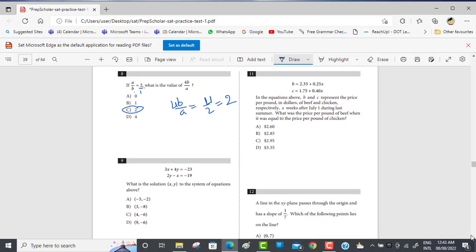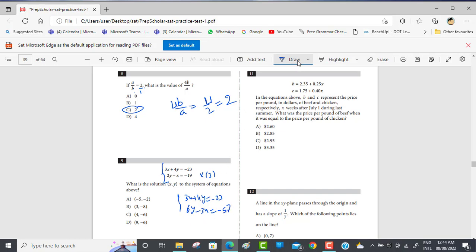Okay. Number 9, we have to solve a system of 2 equations with two unknowns. We can solve it by substitution or by linear combination. As you see in the first equation, we have a 3x. If we can find minus 3x in the second equation, we can eliminate 3x. If you multiply the second equation by 3, you will get 3x plus 4y equal minus 23, and 6y minus 3x equal minus 19 divided by is minus 57.